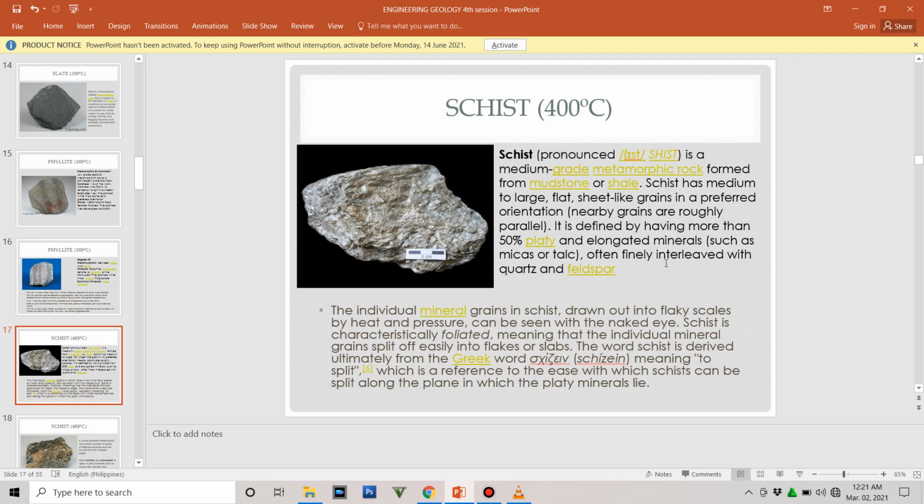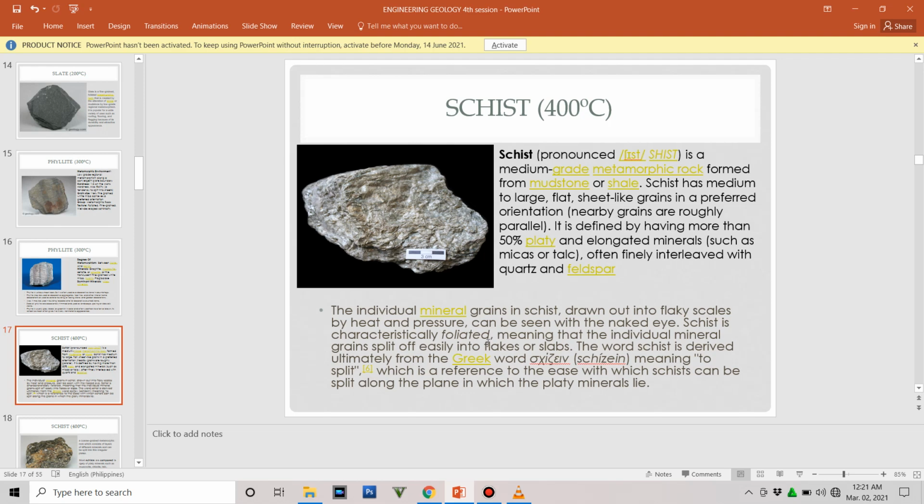So it is often finely interleaved with quartz. Para siyang naghalo-halo na. Okay? So the individual mineral grains in schist, drawn out into flaky scales by heat and pressure, can be seen with the naked eye. So kitang-kita natin yung crystallized flaky scales. Okay? So nangangaliskis ano.